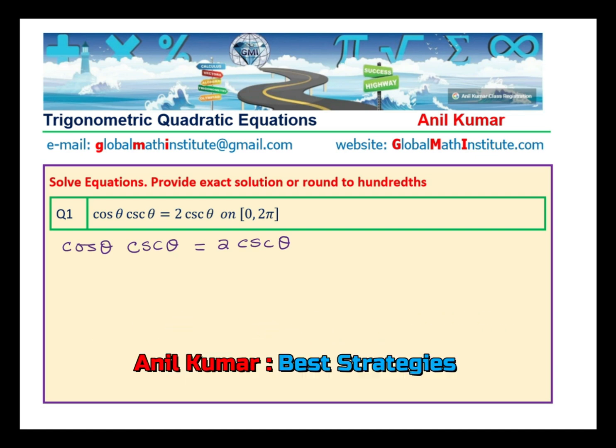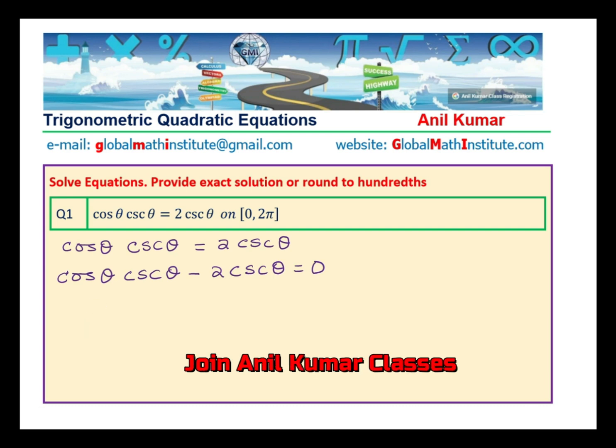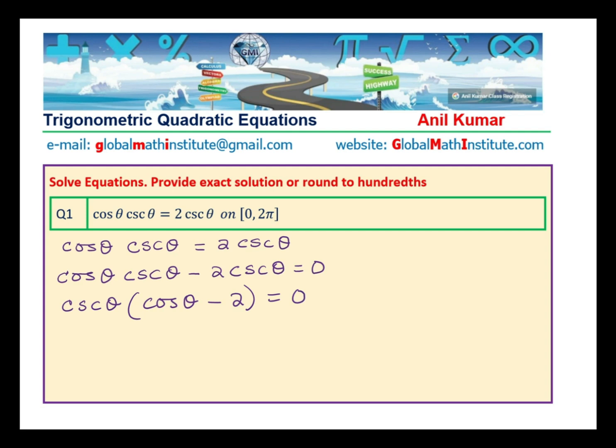Bring the terms together. So rewrite as cos theta cosecant theta minus 2 cosecant theta equals to 0. Now cosecant theta is common. You can factor cosecant theta times cos theta minus 2 equals to 0. So now, using the properties of zero multiplication, we have two solutions here. We can write cosecant theta equals to 0, or we can say cos theta equals to 2.